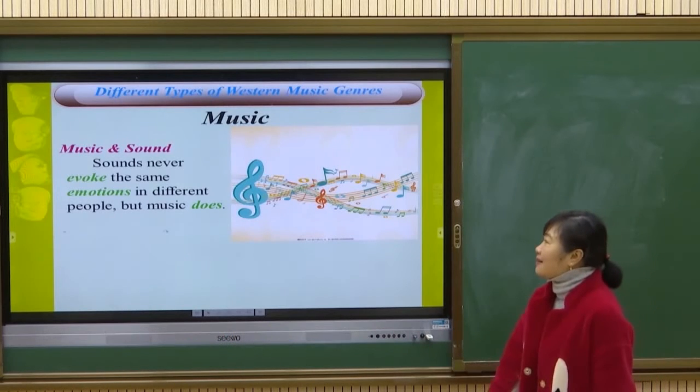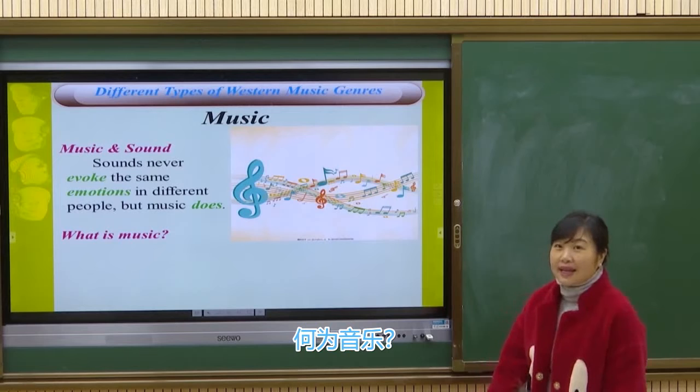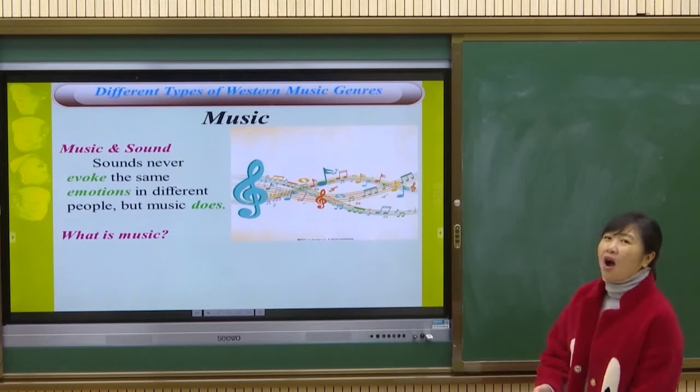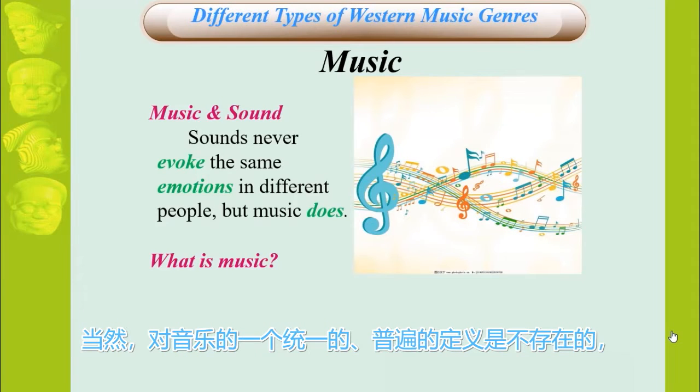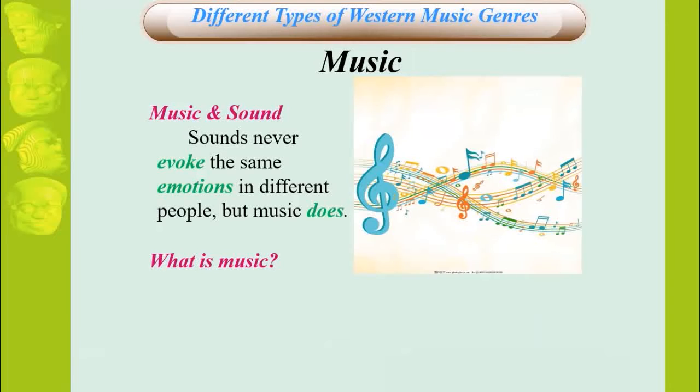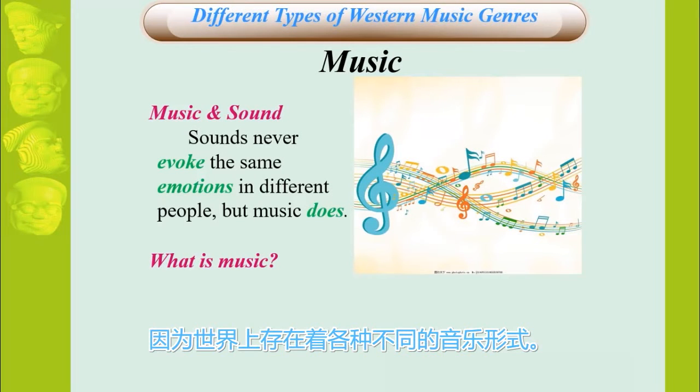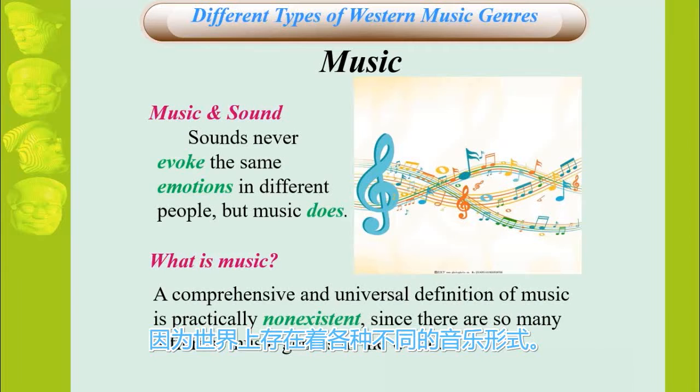Yes. And second, now let's get to know what music is. Of course, there is no specific definition of music. But anyway, we can say a comprehensive and universal definition of music is practically non-existent. Non-existent means that all over the world, we cannot have a common definition of music, since there are so many different music genres in the world.